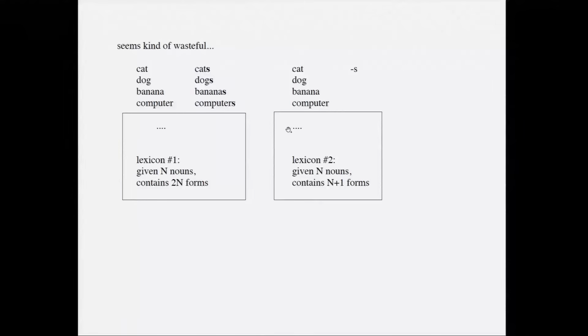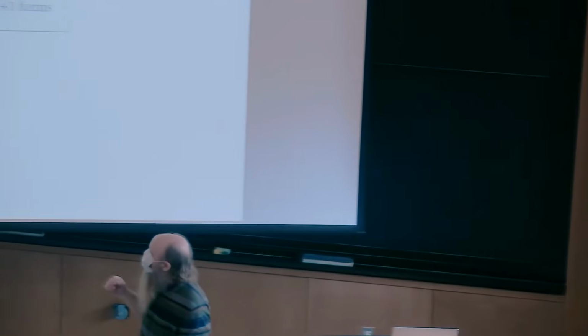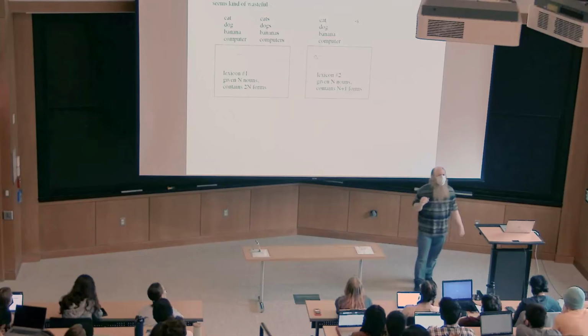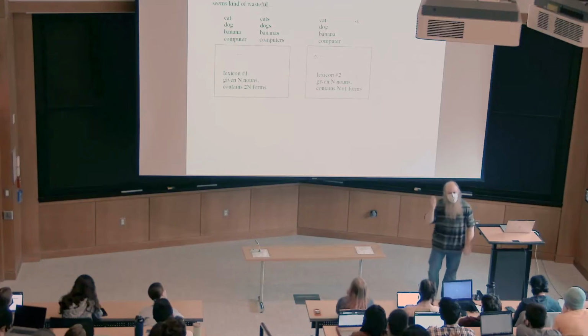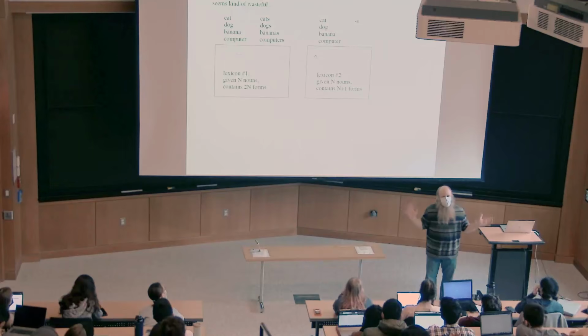For one thing, if there's any premium at all on storage space, if it's at all useful to have a lexicon that's not all that large, well, lexicon number 1 is going to be larger than lexicon number 2, as long as you have any nouns in your lexicon at all. Because lexicon number 1, if you have n nouns, you need 2n forms, singulars and plurals, for each of them. Whereas lexicon number 2, if you have n nouns, you need n plus 1 forms, right? Forms for all your nouns plus s.